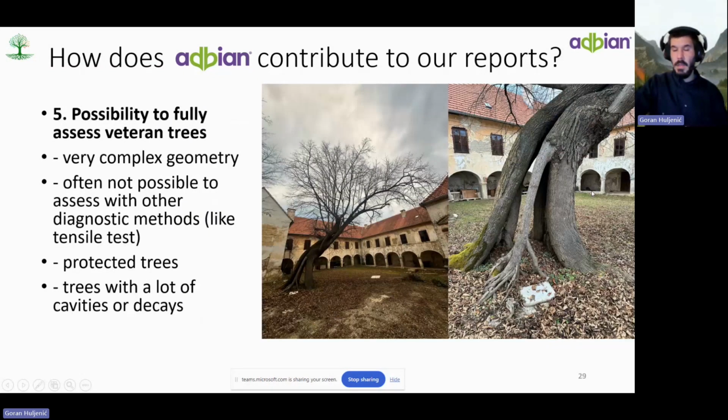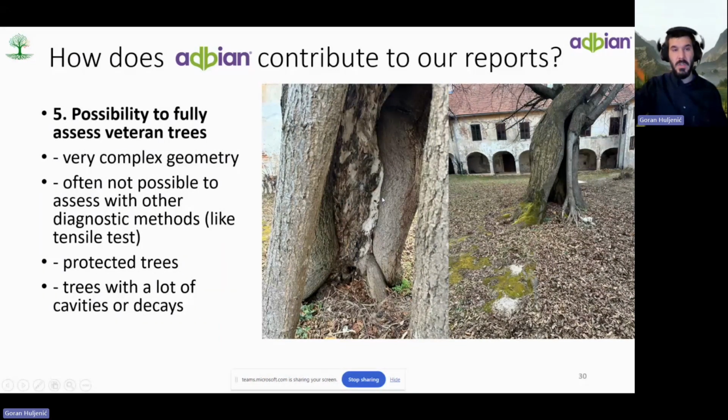And the last one is the possibility to fully assess veteran trees. You saw this tree already in Ondrej's presentation, how he calculates the geometry out of the calibrated pictures that we sent. These are non-calibrated pictures. These were additional pictures that I took of the tree for our report. But as you can see, this is a very complex geometry of the tree, and it's often almost impossible to assess such trees without this method.